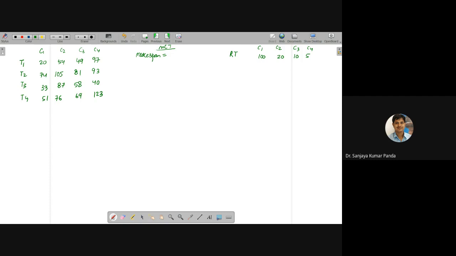Just you need to calculate by adding this ready time. So the result may be different. What we got in the previous one is makespan 81. So in this case, you may get a different value. I think you will get more than 81, but let us see whether we are getting more than 81 or not.